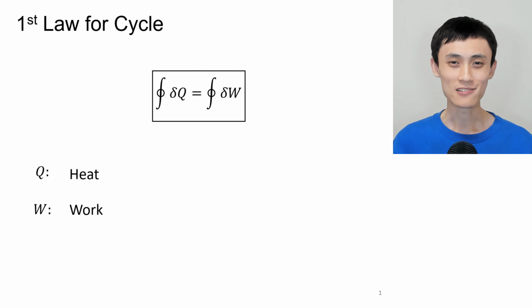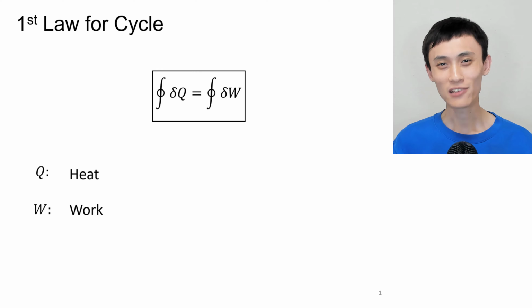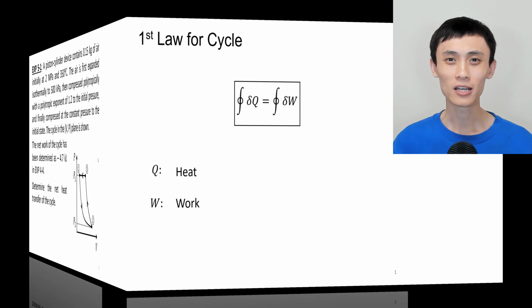So the first law in cycle tells us the heat transfer equals to the work, because for the cycle, we don't have anything else. So heat transfer must be the same as the work.